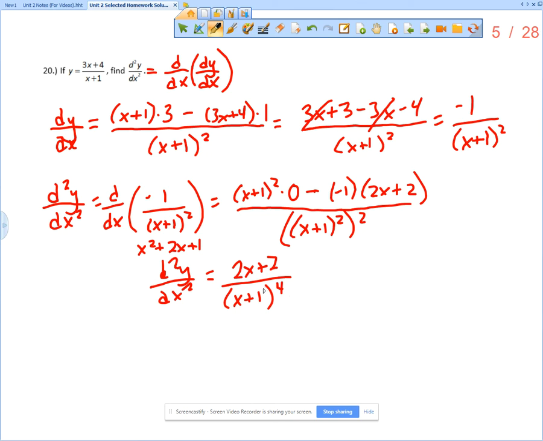All right, now this one looks pretty good, but you'll notice that this isn't the answer on the answer sheet. We actually need to simplify. So I can factor out a 2, which gives me 2 times (x plus 1) divided by (x plus 1) to the 4th. And so I can reduce the x plus 1 in the numerator with one of the x plus 1s in the denominator. So I get 2 over quantity (x plus 1) cubed.